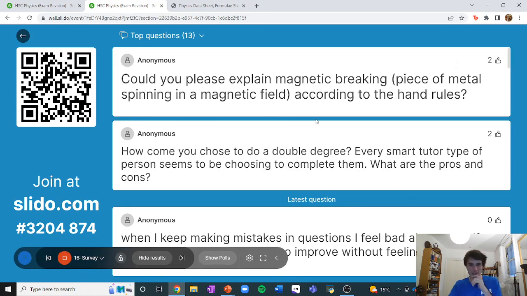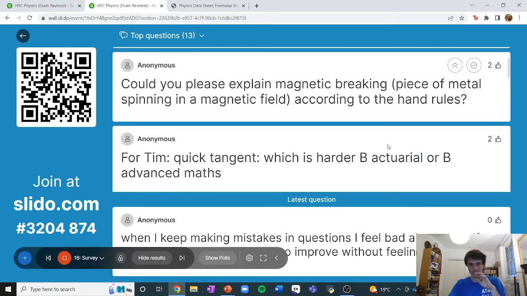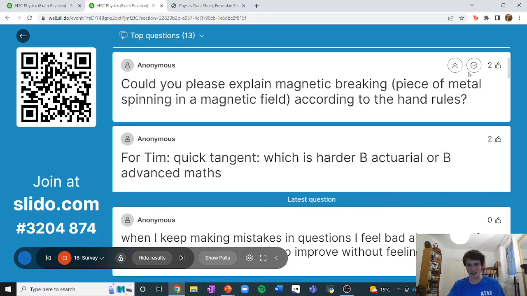Can you please explain magnetic braking, according to the hand rules? The big thing for magnetic braking is to use your right hand grip rule. Basically, you can imagine your thumb is the direction of the magnetic field. You're going to generate currents that are trying to oppose that direction of the magnetic field, so they're going to go in the opposite direction. And those currents also generate heat that strips energy away.